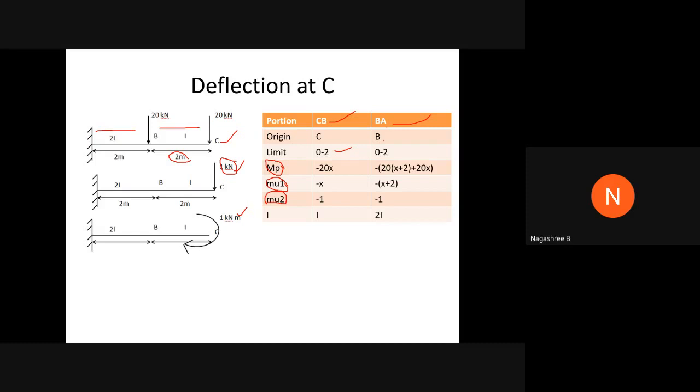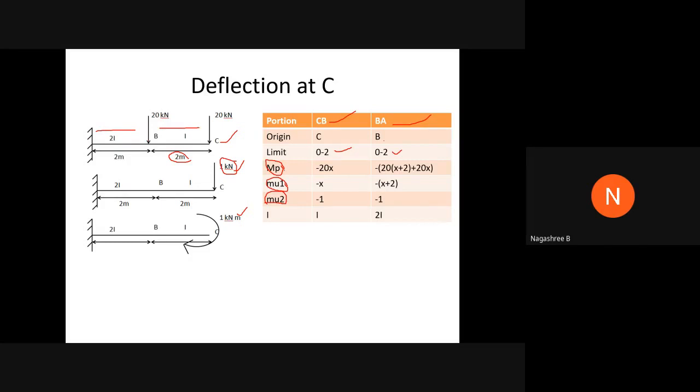Again, if you are starting from B to A, B is the starting point. So the limit of integration will be 0 to 2 again. It is not from C, it is from B that we are starting. So it is 0 to 2.